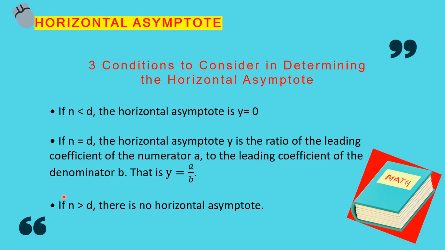And last, if n is greater than d, there is no horizontal asymptote. So you are going to look for the degree of the numerator. If it is bigger than the degree of the denominator, therefore, wala tayong horizontal asymptote.